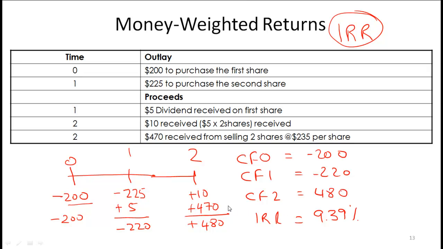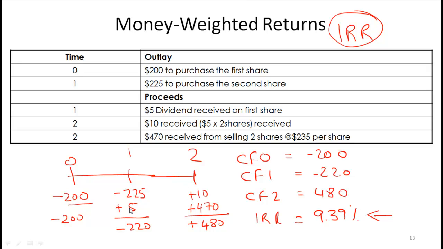Now notice that, and try this yourself. If the stock price had been different, or if, let's say, rather than simply buying 1 share, you had bought 20 shares. So if the magnitude of the investment is different, that will have an impact on the IRR.